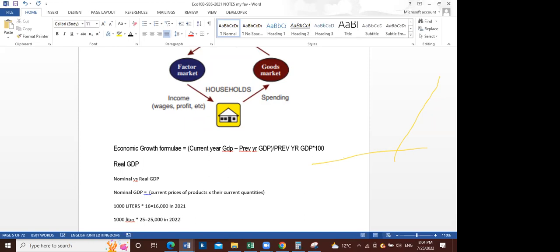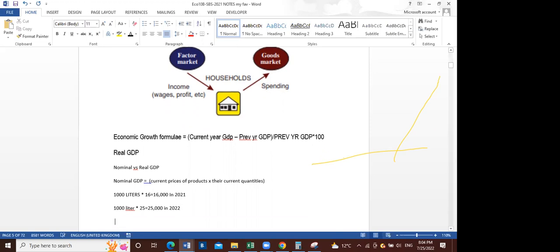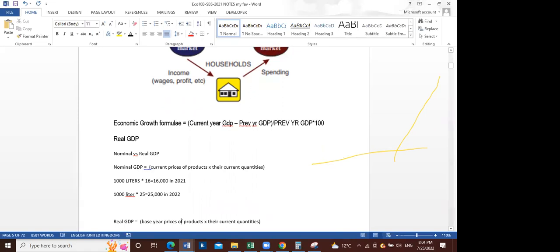There is no increase in production of fuel. The same amount of fuel has been produced, but the values are different. We have 16,000 in 2021 and we have 25,000 in 2022, indicating an increase in value. But the increase in value is not directly related to the increase in productivity of fuel. So that means that if you're going to be using nominal GDP to measure whether an economy is growing or not, we are going to have an erroneous statistic within our measurements. So as a result, that's why we use what we refer to as real GDP.